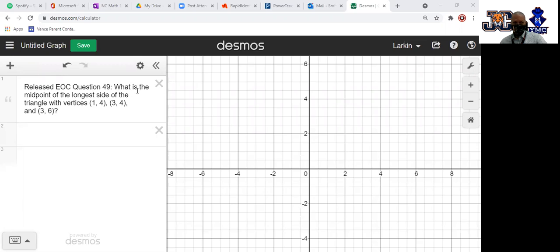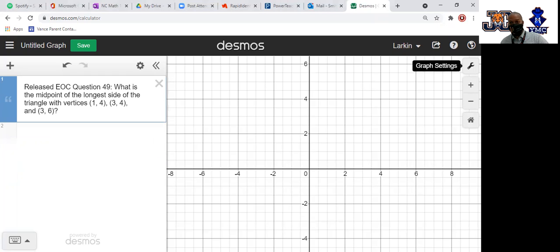It simply states, what is the midpoint of the longest side of the triangle with vertices (1, 4), (3, 4), and (3, 6)? First I'm going to plot my points. Actually, before I do that, I want to adjust my grid. I apologize. I'm going to close that out and let's adjust our grid.